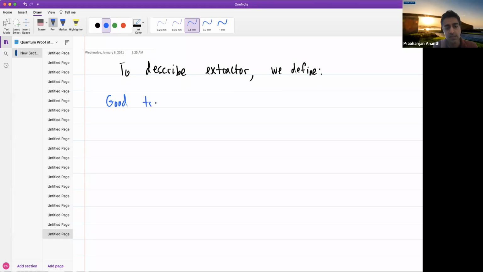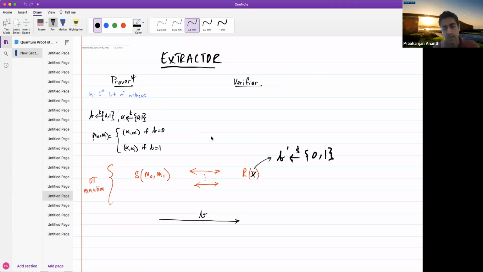We call a transcript good if B prime equals B, and we say a transcript is bad if B prime is not equal to B. So, we say the transcript is good if B prime happens to be the same as B. It's a bad transcript if B prime is not B.